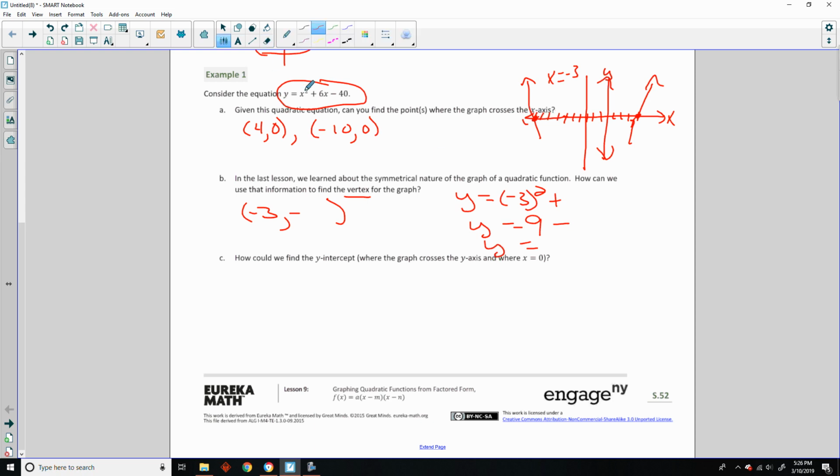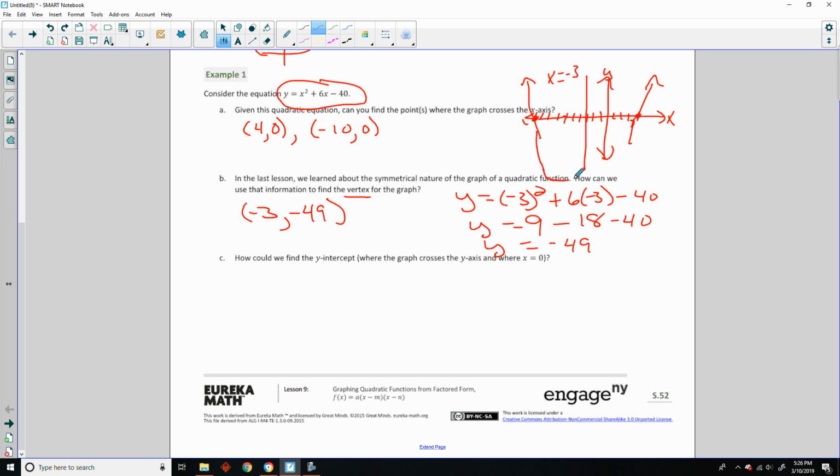Okay, so it's x squared plus 6 times x minus 40, which is 9, minus 6 times 3 is 18, minus 40. 9 minus 18 is negative 9, minus 40 is negative 49. So that's negative 49. I realize I made a mistake because I know the y-intercept is negative 40, so I have to be lower than that on the left.